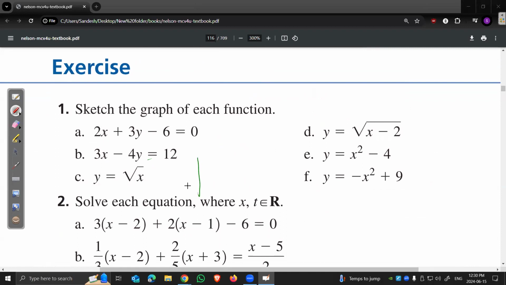Square root function, root x, looks like this. Starts at the origin, and you can always plug values in. A table of values would be 0, 0, when x is 1, y is 1, when x is 4, y is 2, like that. So that's a square root function.